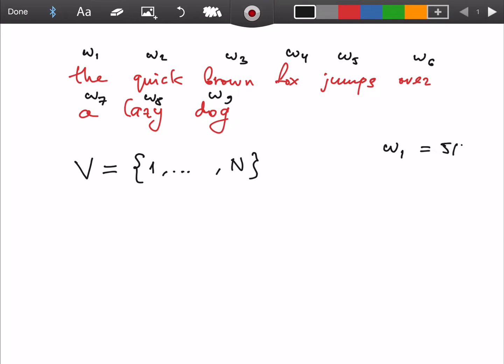Let's say W1 will be 514. I'm just inventing a number. So let's say the word "the" corresponds to index 514 in my vocabulary. And the word "quick," W2, let's say 3,527. I'm just making up a number. It should somehow matter in which order you organize your vocabulary, but let's say we just take a big corpus of English text, we Google for it, or we take, I don't know, Shakespeare's works. We just do a histogram of all the words.